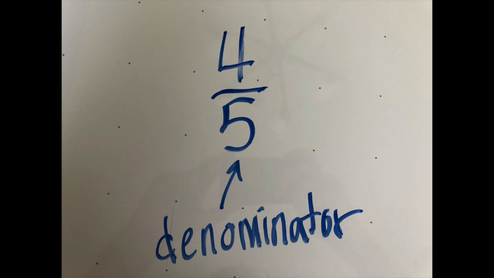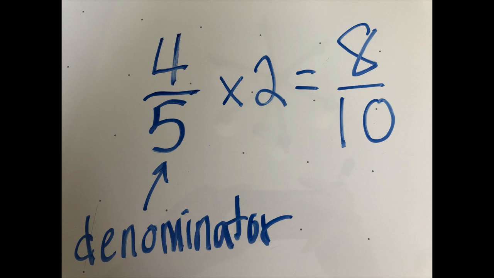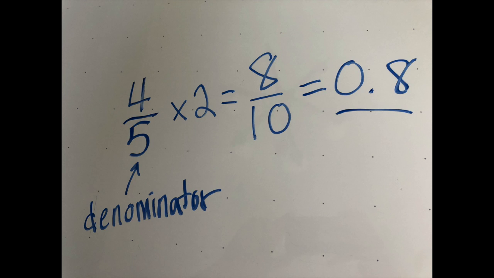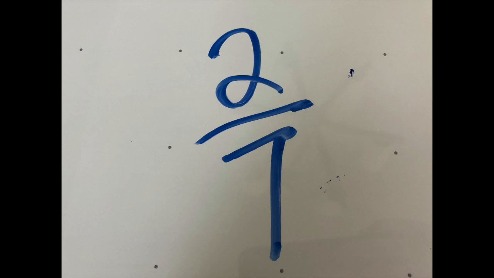Now let's say you have a number like 4/5. Well, 4/5, you know you can multiply it by 2 to make 8/10. Pretty simple. 8/10 equals 0.8. But what if you get to something difficult like 2/7?